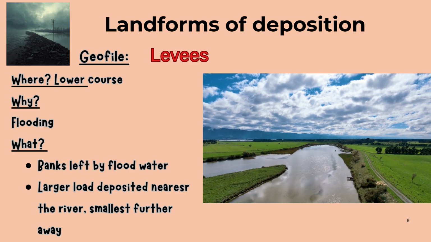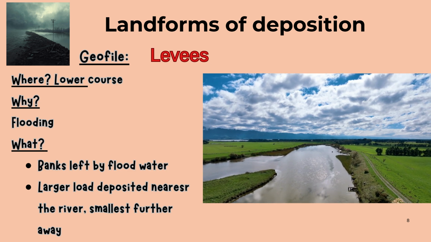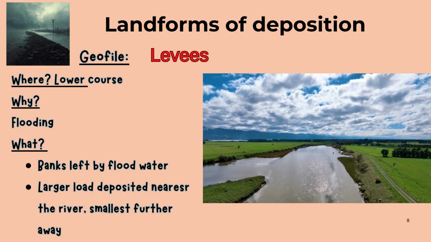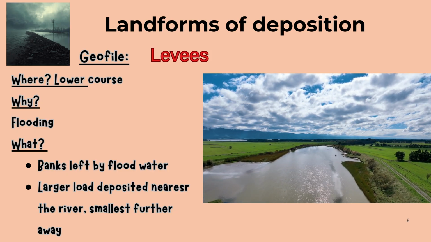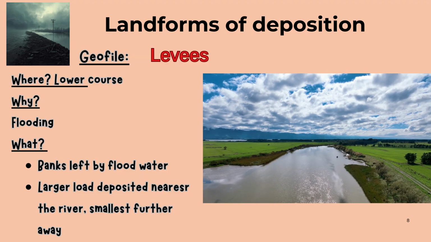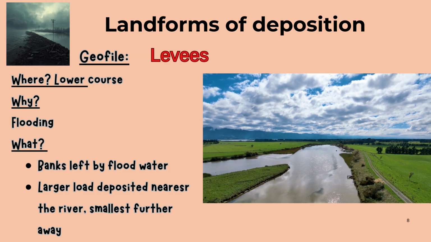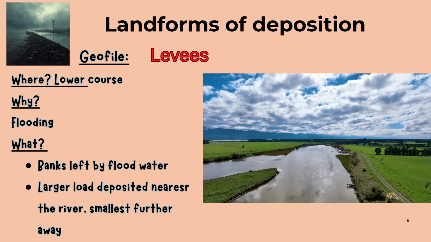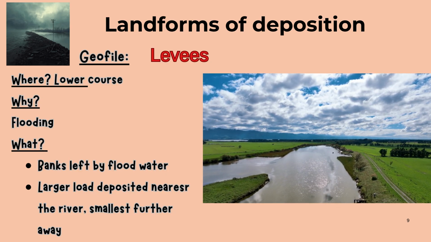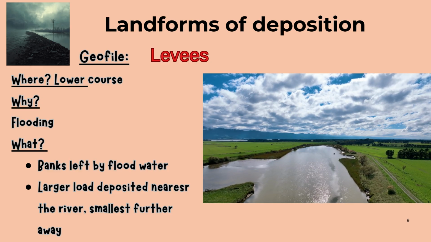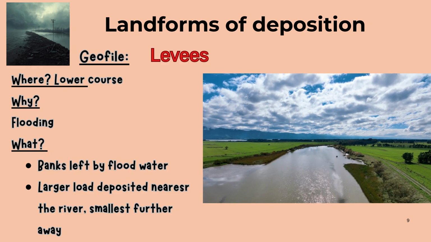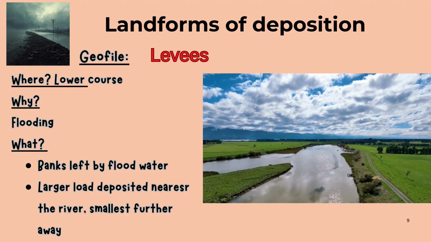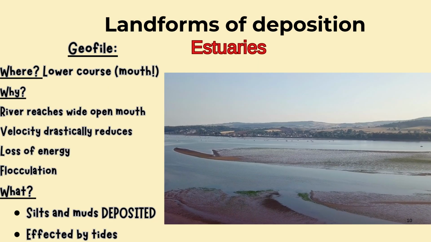So let's talk about levees. When this flooding occurs and the deposition of bedload occurs, the smallest sediment is carried further away from the river in the flood, and closer to the river, larger bedload is deposited. Because it's larger, it builds up at the sides of the river, and it gives an appearance of a kind of false bank, a sort of artificial bank, when in fact it is primarily produced by the river flooding itself. So that's what a levee is.